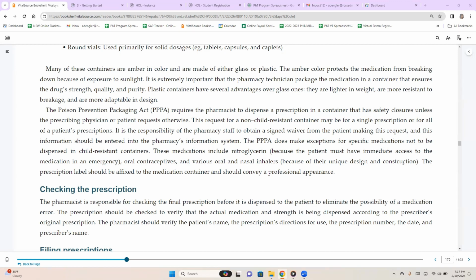So again, just like at Walgreens, we had a thing that told us whether or not to put it on there right when we were filling it.